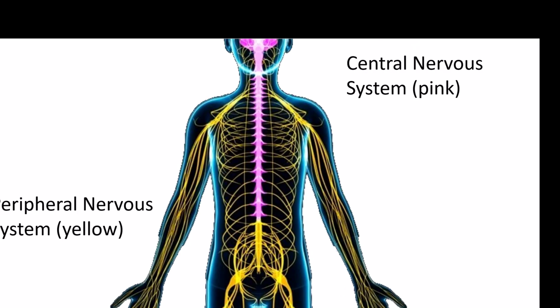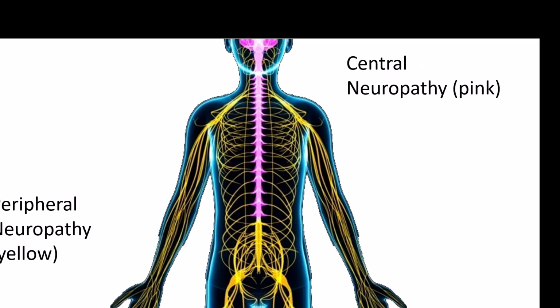The nervous system is separated into two parts, the central nervous system and the peripheral nervous system. In the slide, the central nervous system is pink color and the peripheral nervous system is yellow. In this video, then, I'm going to talk about using FSM to treat damage, disease, or dysfunction of the nerves in yellow. This includes the spinal nerves, the cranial nerves, and the vagus nerve.